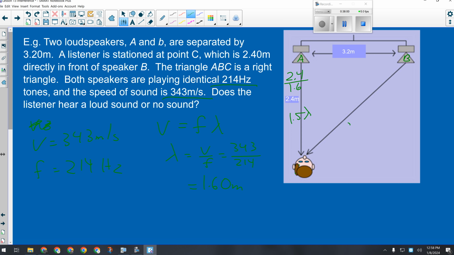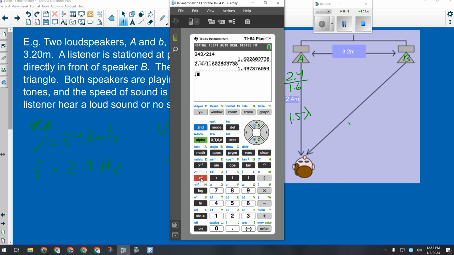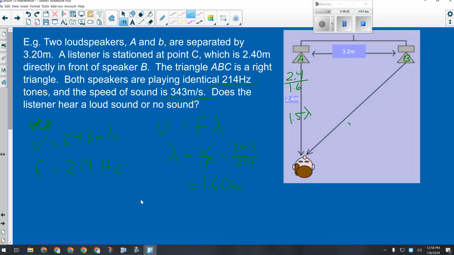What do I need to know first? I already know the wavelength. What don't I know about speaker B and the person? I don't know the distance. Can I find it? I just have to use Pythagorean theorem. Right? So I've got to figure that side out. So square root of 3.2 squared plus 2.4 squared. All right, that side's 4 meters long.